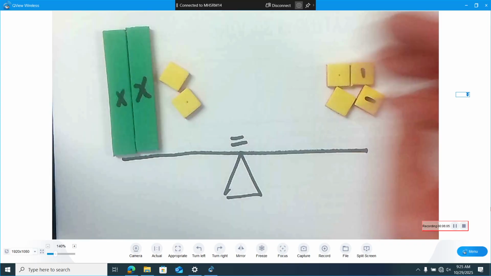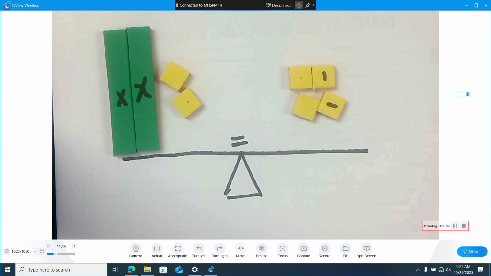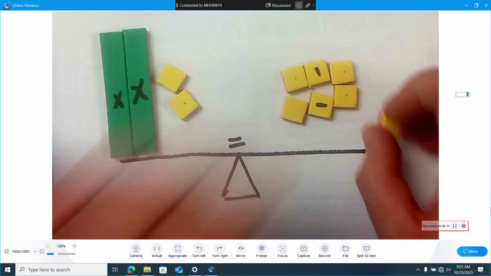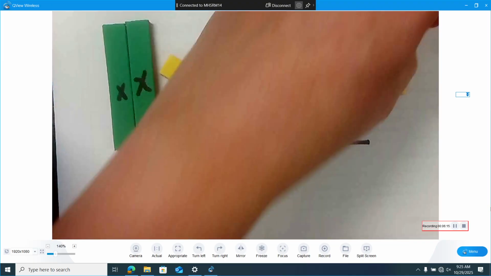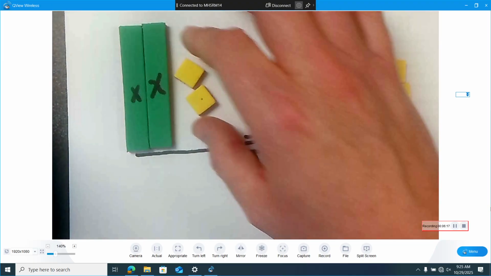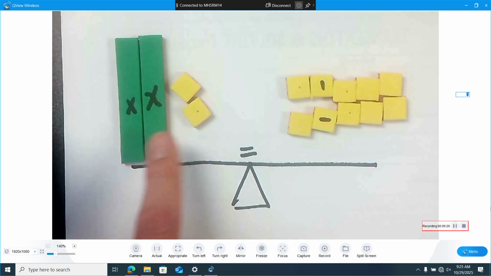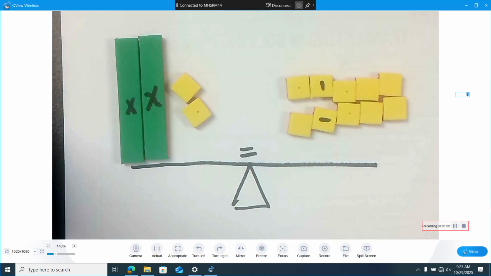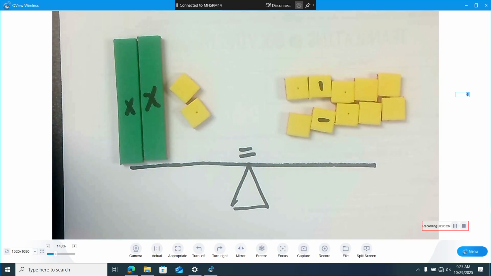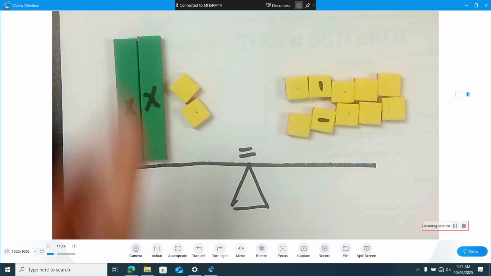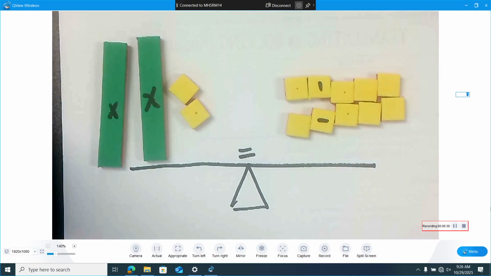Maybe we have an equation like this. Let's do that. All right, so now in this equation, I have 2 x's and 2 units, balanced with 10. So how are we going to, again, figure out the value of just a single x there?